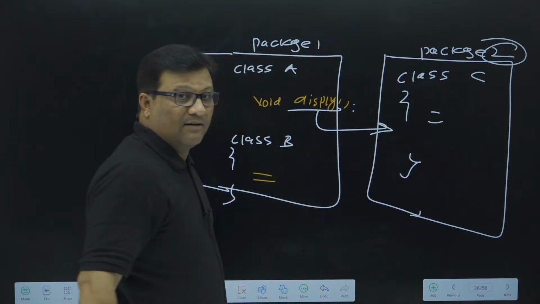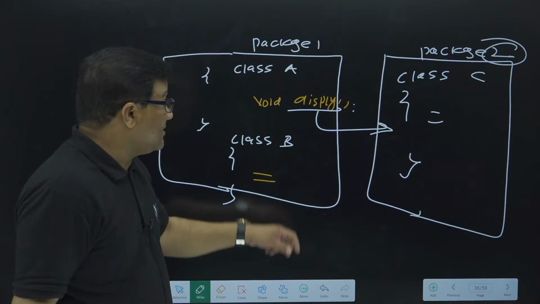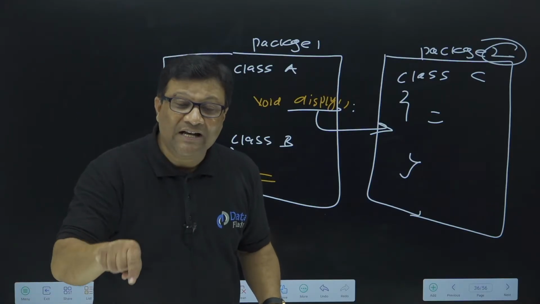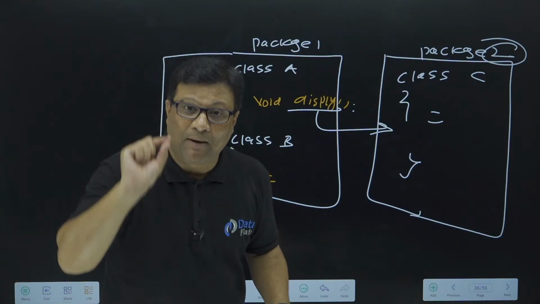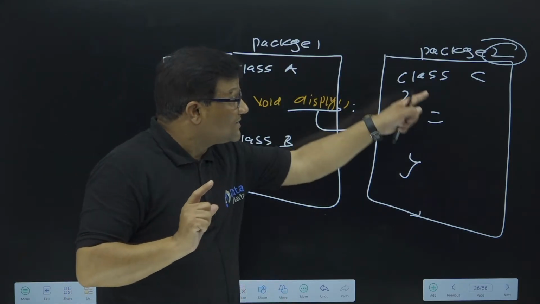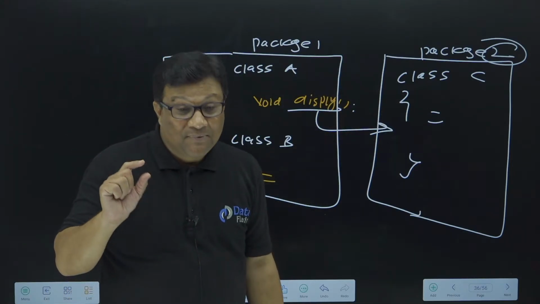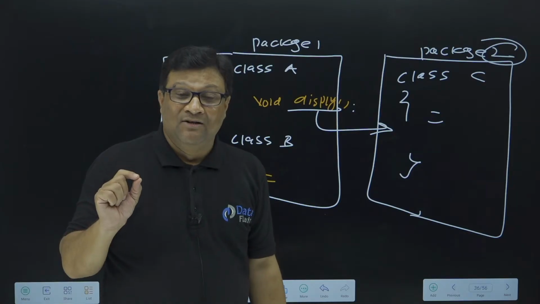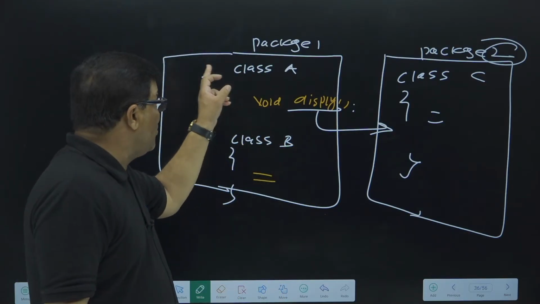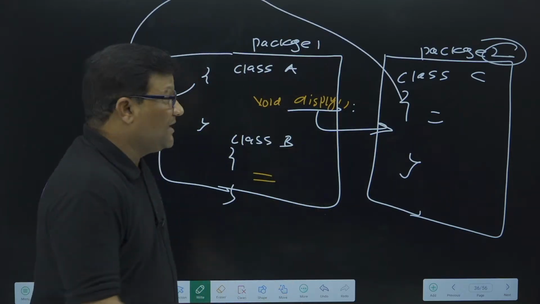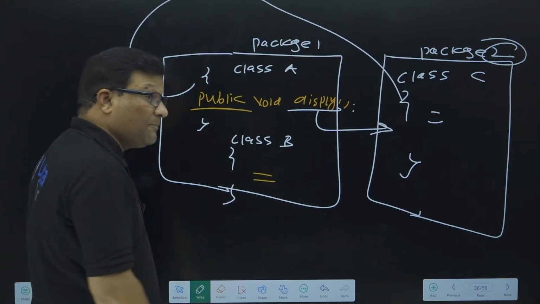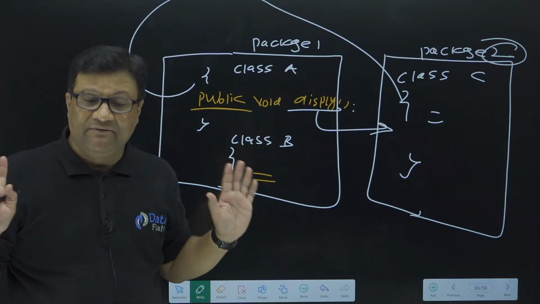this is an error. This is an error because this method is default public. Default public means public but within a package only, not outside the package. Please listen very carefully. If I want to access this display method outside the package, we have to make this public. Public means now it is accessible anywhere.